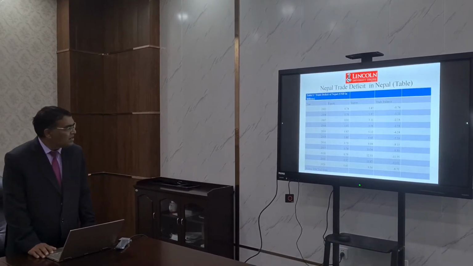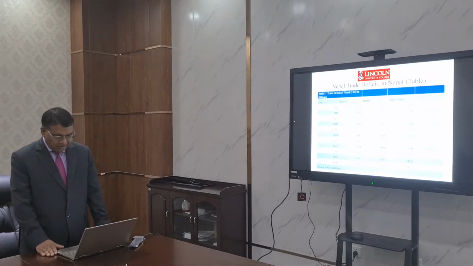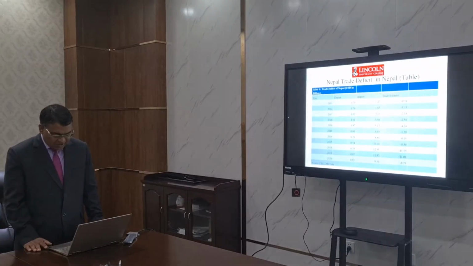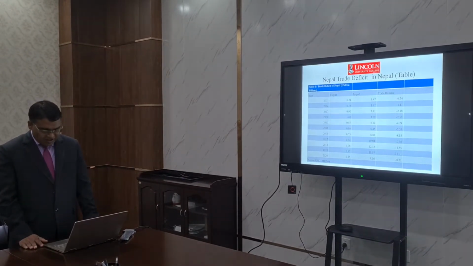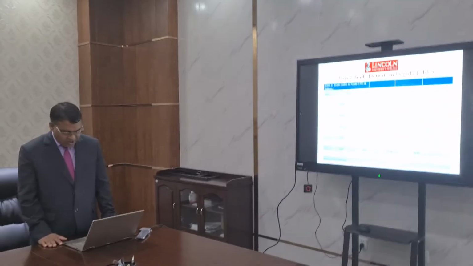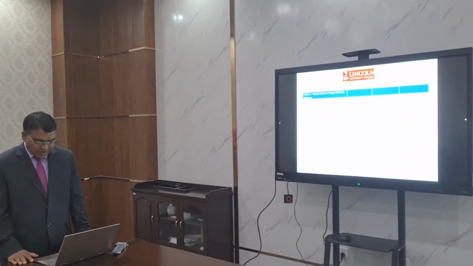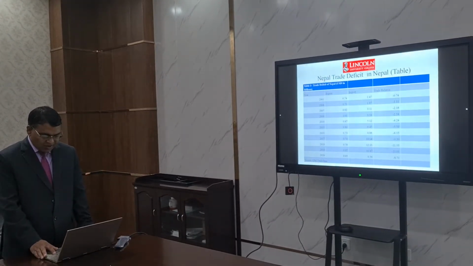So that is quite an alarming situation, and the numbers show that the trade deficit is increasing day by day, with a little improvement in 2020, though it is again 8.71 billion, which is quite high.